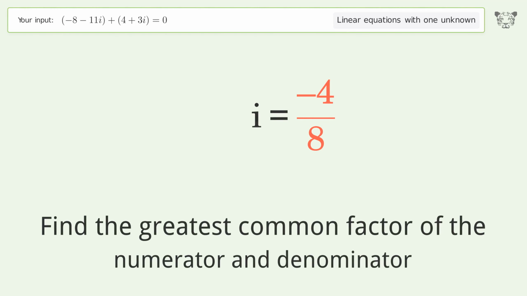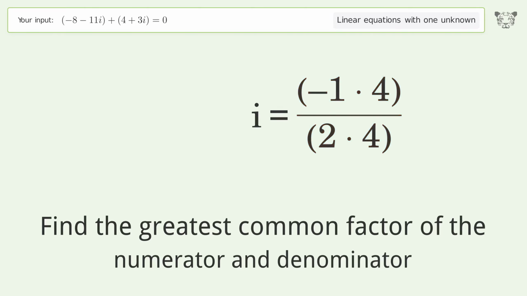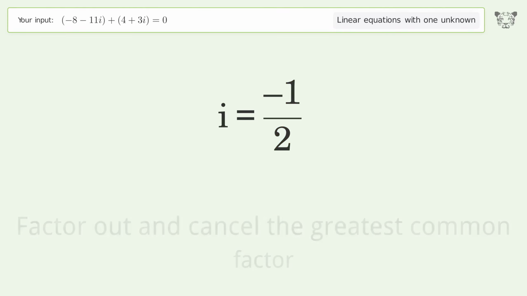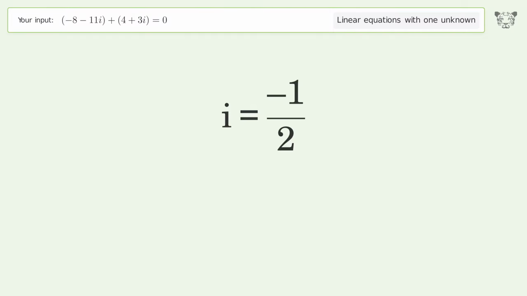Find the greatest common factor of the numerator and denominator. Factor out and cancel the greatest common factor. And so the final result is L equals -1/2.